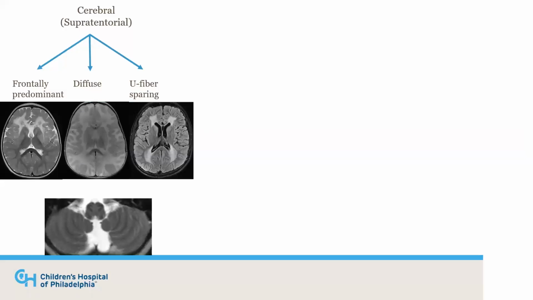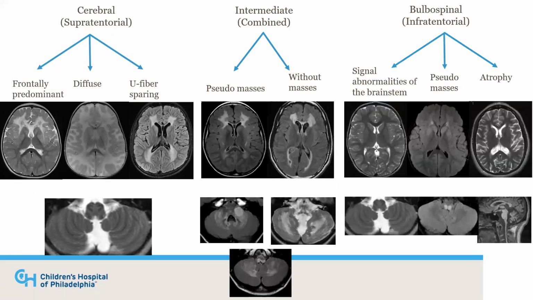There's various imaging features in Alexander disease. There's frontally predominant white matter abnormalities seen on these T2 images, but some patients actually have diffuse white matter involvement or have these various other patterns like this U fiber sparing periventricular presentation. And for the most part, many of the cerebral patients have this very symmetric brainstem disease, whereas the bulbospinal form all the way on the right has actually a lot of normal appearing white matter.